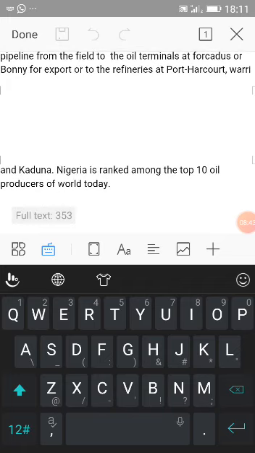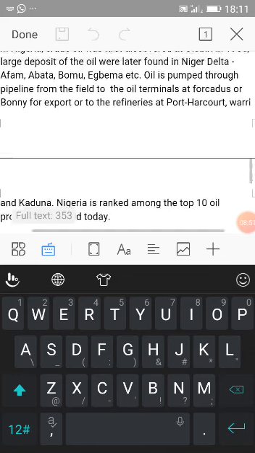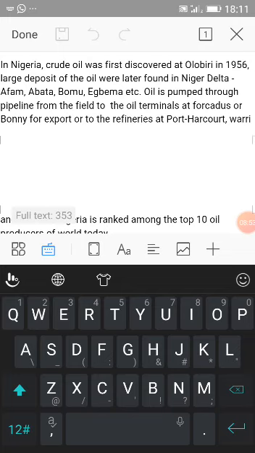Nigeria is ranked among the 10 oil producers of the world today. Now let me go back there. We could see some names mentioned here. These are where our petroleum is first being exported. These are the routes it is used. It is being exported and then it comes back for us to work on.